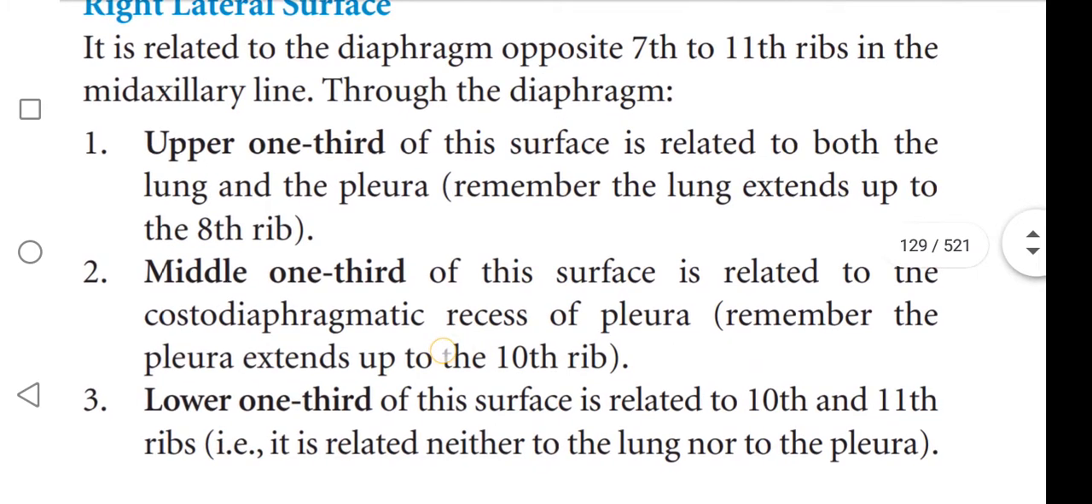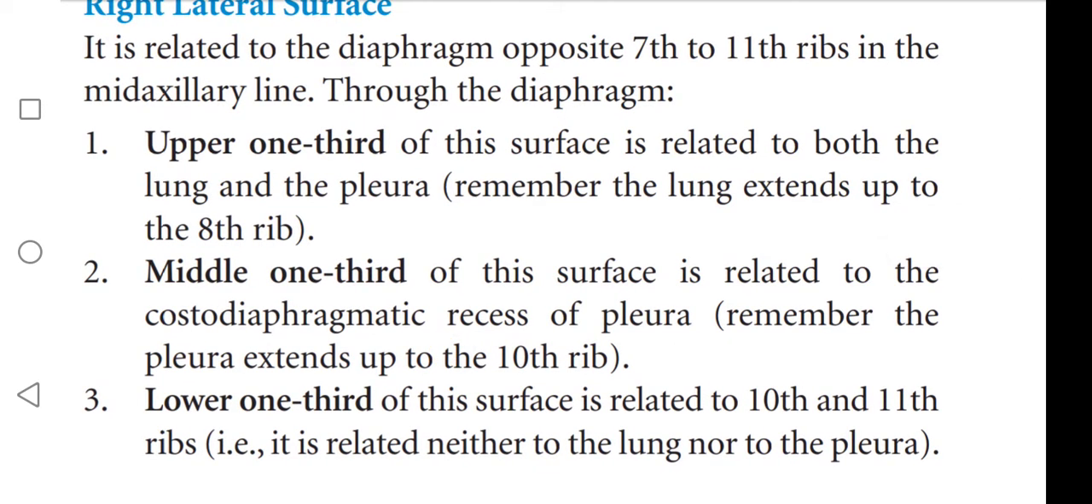Next, the lower one-third of the right lateral surface is related to the 10th and 11th ribs. It is related neither to the lung nor the pleura. It is just related to the ribs, 10th and 11th ribs.